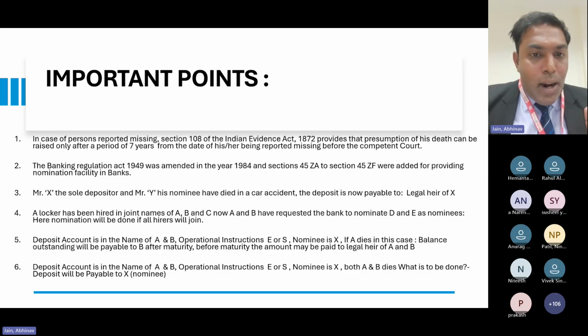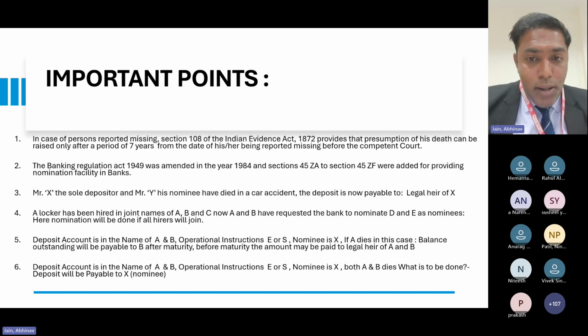No nomination would be done or changed until and unless all three of them come together, A, B, C. Suppose now there is a deposit account in the name of A and B, the instruction is either survivor, and the nominee is X. Now A dies. What will happen? The outstanding amount would be paid to B in case the maturity is already done.